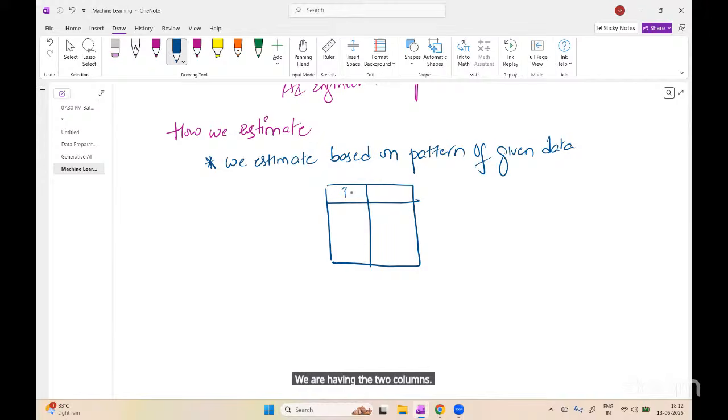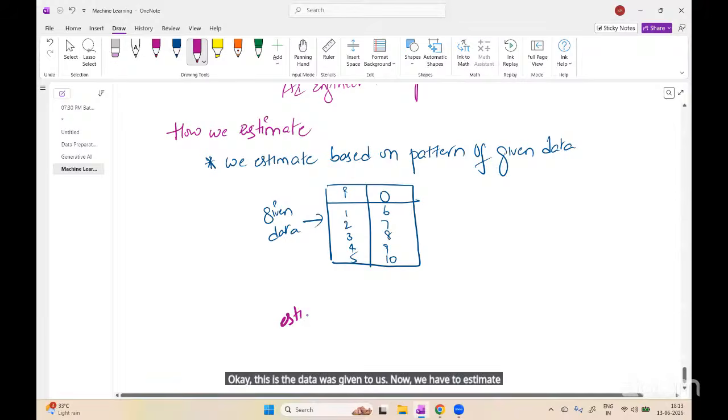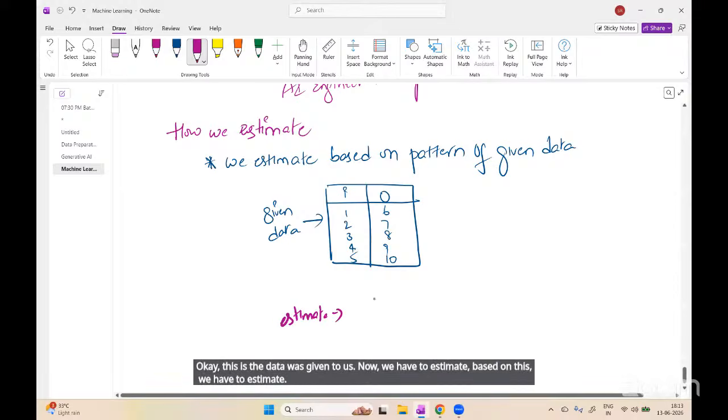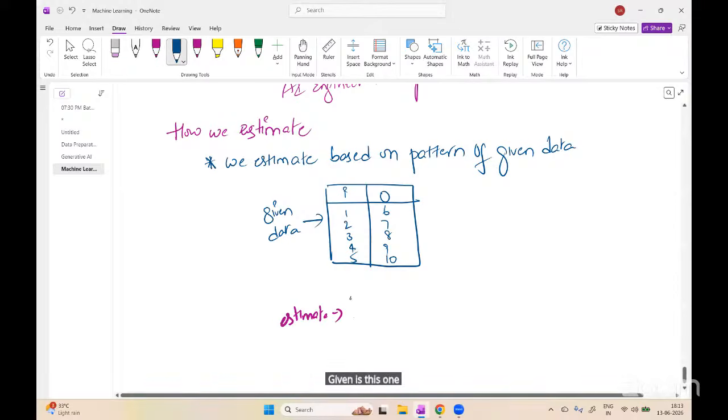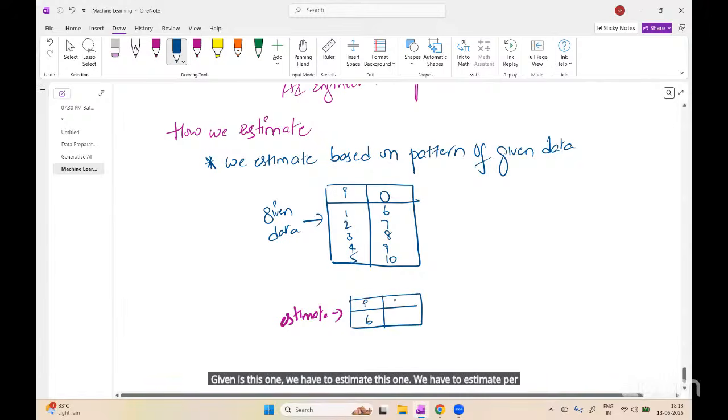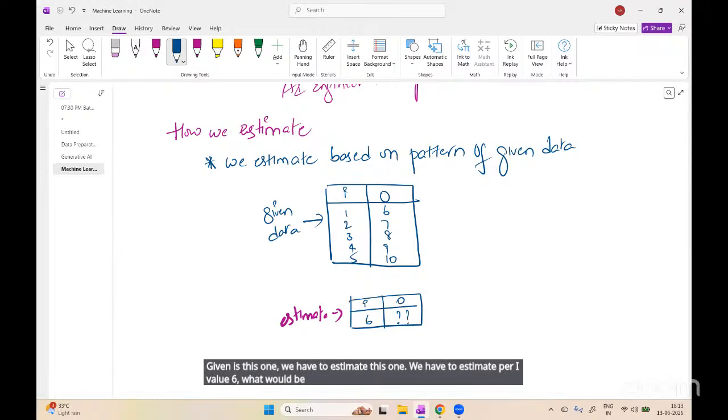Let's assume we have two columns. One column is I, second column is O. 1, 2, 3, 4, 5, 6, 7, 8, 9, 10. This we call the given data. This is the data that was given to us. Now we have to estimate based on this. We have to estimate for I value 6. What would be the O value?